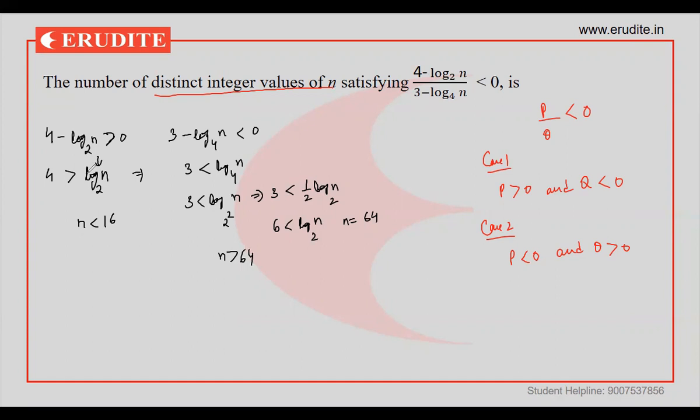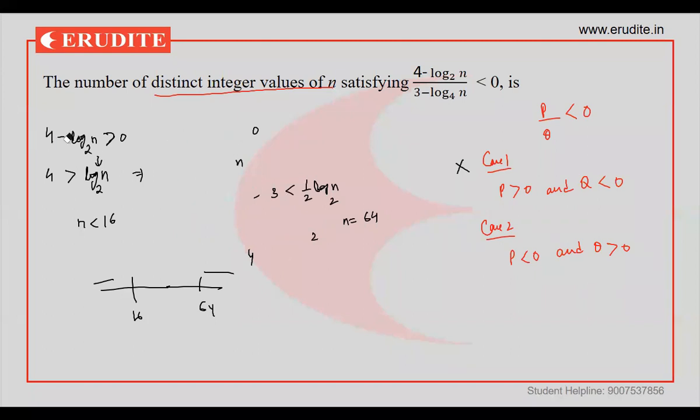So guys, if I'm satisfying both conditions, the n value should be less than 16 and greater than 64. It is not possible for a value of n to be less than 16 and greater than 64. These two conditions cannot come together, right? So that means the first case I do not have to consider. So delete this one. I'm going to solve for the next case.